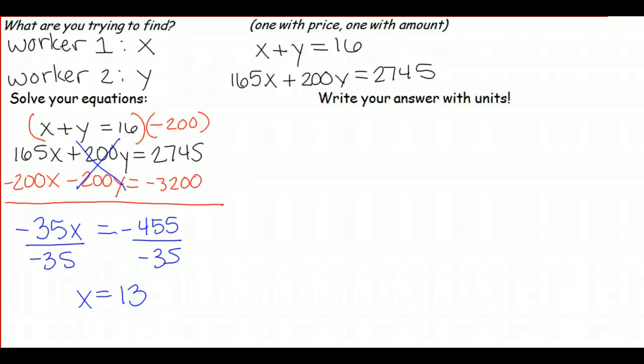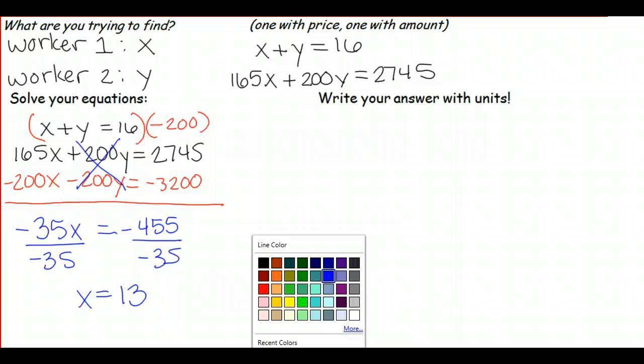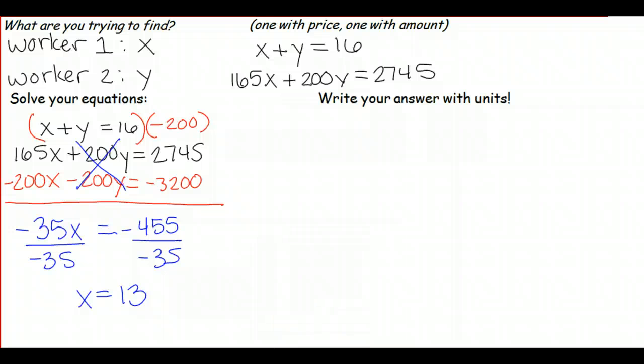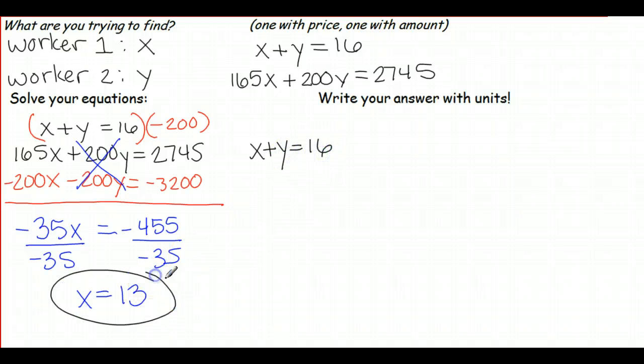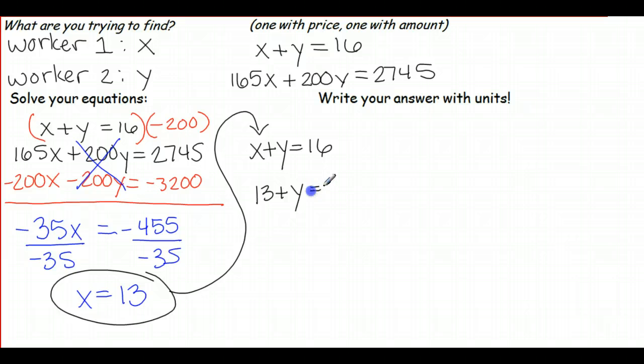Okay, now that we know what x equals, we're going to take one of the original equations and plug x in. So I'm going to choose to take the original equation, x plus y equals 16. And since I know that x equals 13, I can plug that in and say that 13 plus y has to equal 16. So I'm going to subtract 13 from both sides of my equation, and y would equal 3.